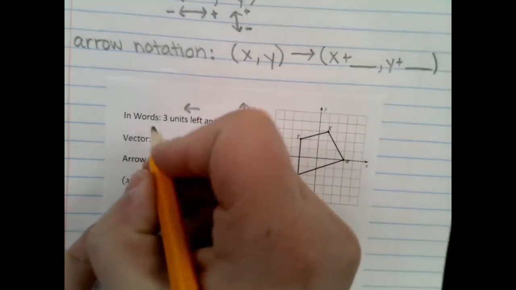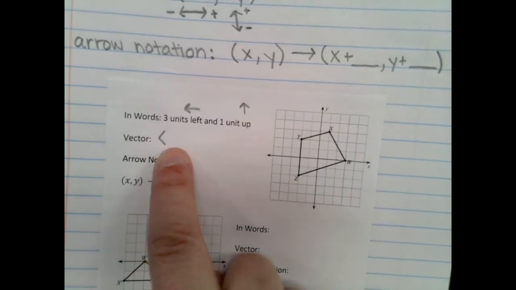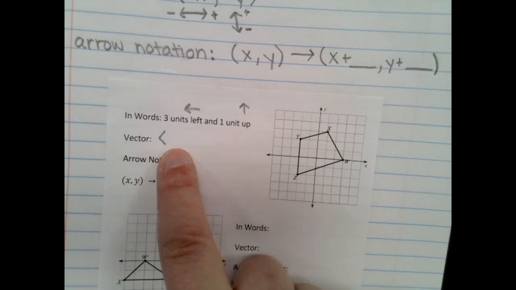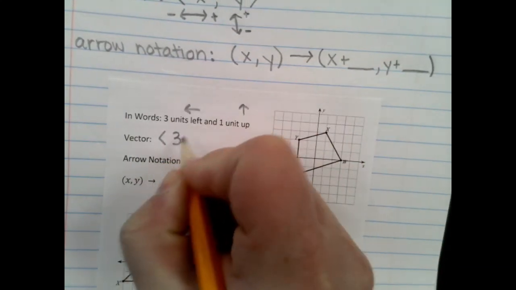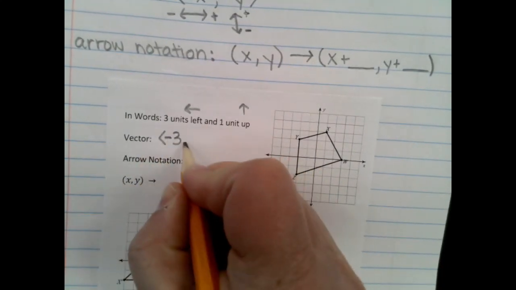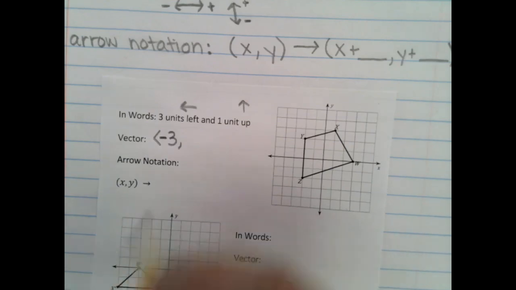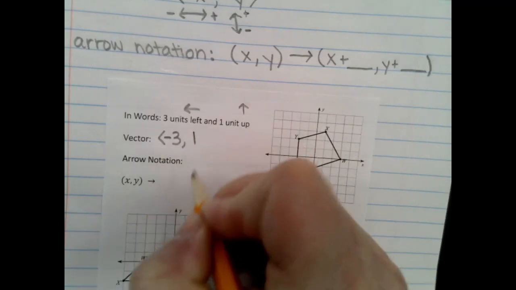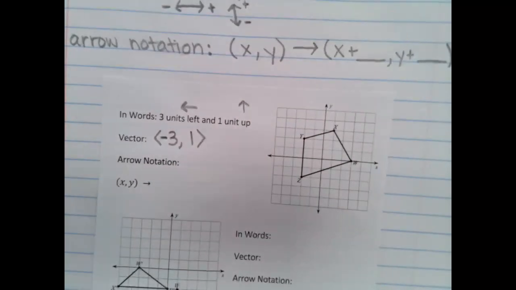So for the vector, we're going to do that little pointy parenthesis. And we want to start with the x, the left and right. So what number is going to be my first number? 3. And is it going to be a positive 3 or a negative 3? How would I show left? Yeah, left is a negative direction. So negative 3. And then what's my y going to be? 1. Positive or negative? Positive because it's up. Good. Okay, and that's our vector. Negative 3, 1.